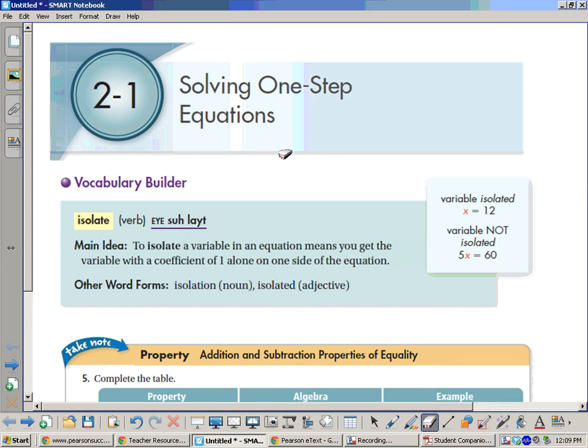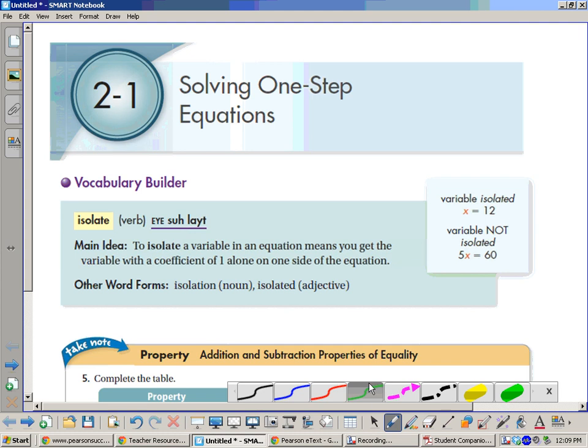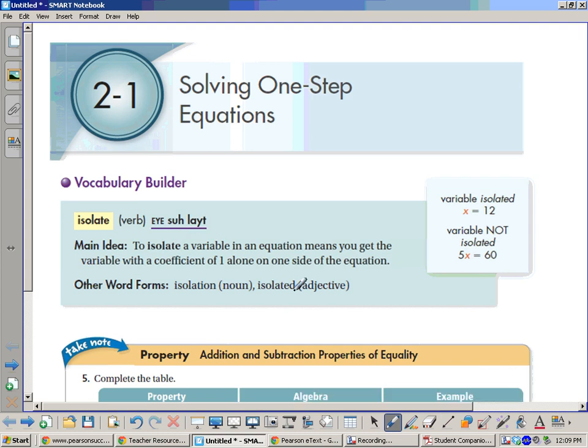The first thing we're going to talk about is solving equations with one step. We have to understand what we're trying to do, and in this problem, what we're trying to do is isolate a variable. To isolate a variable, we just want to get it by itself. So in this situation, x equals 12, x is isolated. Down here, 5x equals 60, x is not isolated. So we're going to learn how we can get that by itself, and we're going to introduce some properties to do that.